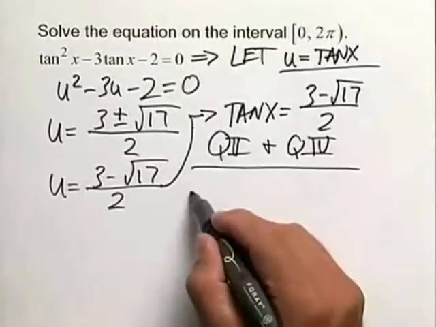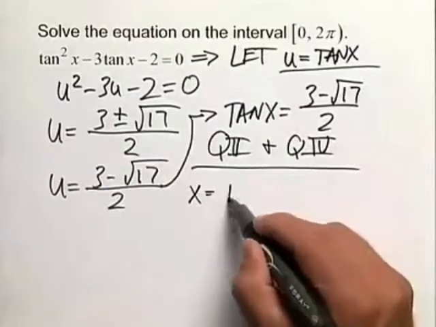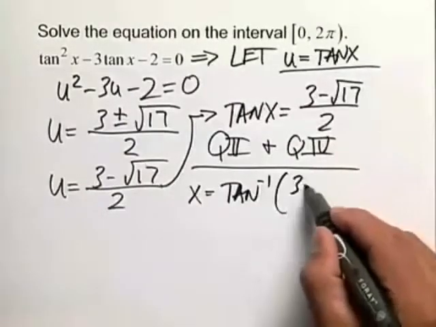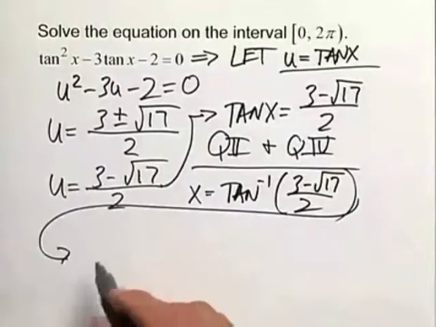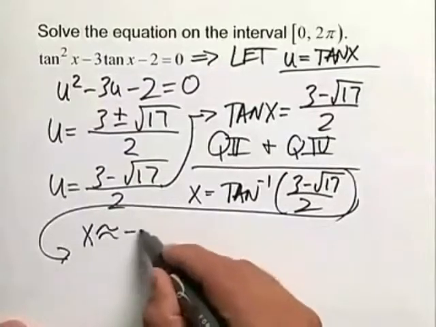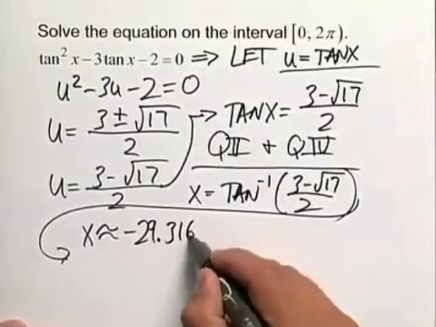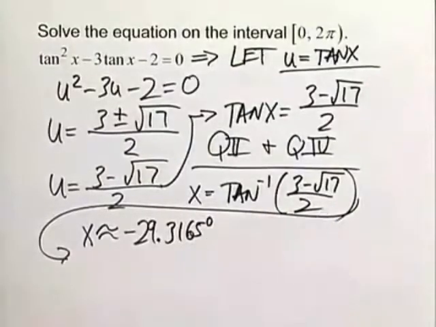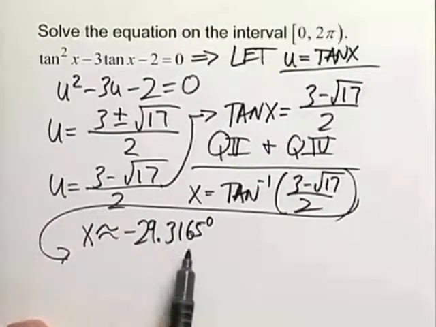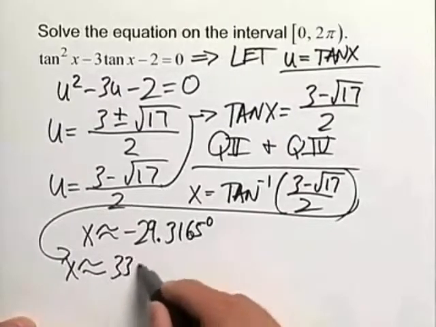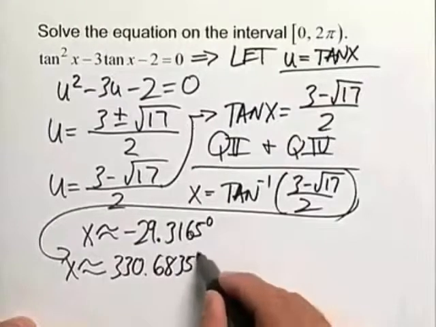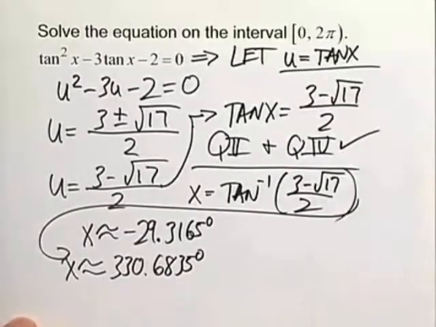So what we need to do then is take the inverse tangent of both sides to obtain x. When we take the inverse tangent of this mess on the right, 3 minus the square root of 17 all over 2, we come up with a value that looks something like the following. x is approximately negative 29.3165 degrees. Again, make sure that your calculator is in degree mode when you're going for this answer. Negative 29.3165 degrees is really the same thing in terms of a positive angle as 330.6835 degrees.